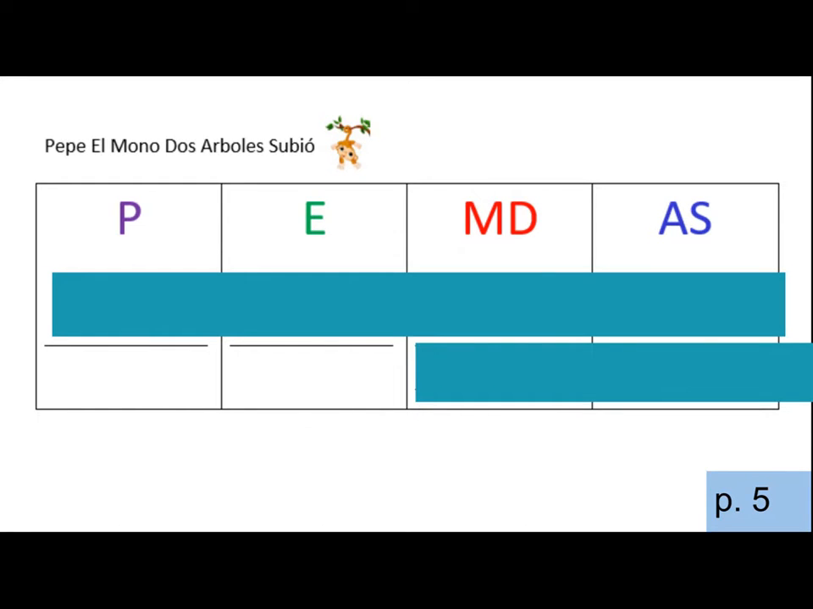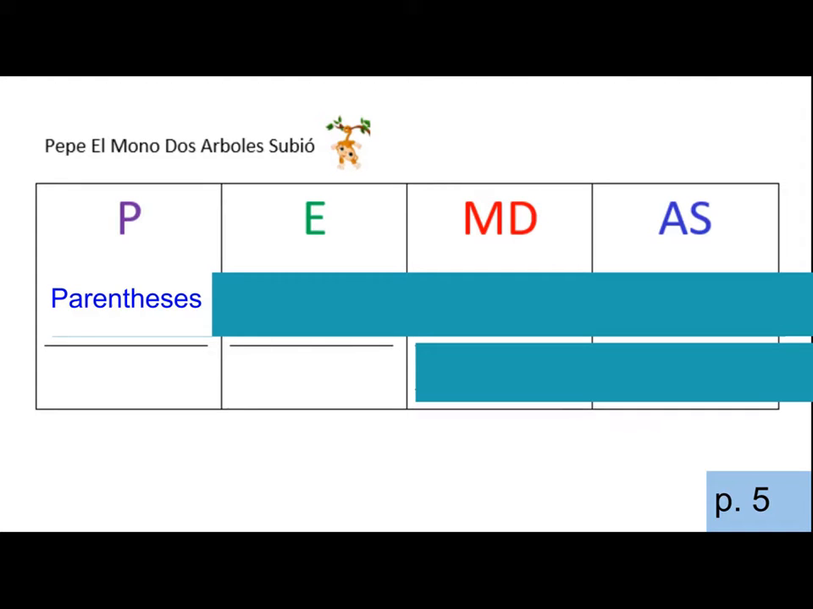Hello again. So here we have PEMDAS. That's a way to remember the order of operations. So P, what symbol do we have that starts with a P? Parentheses.